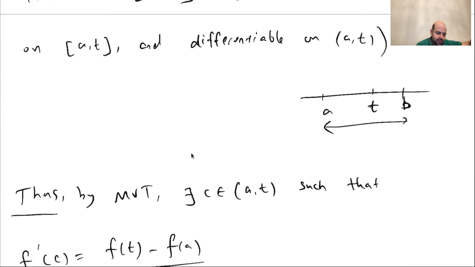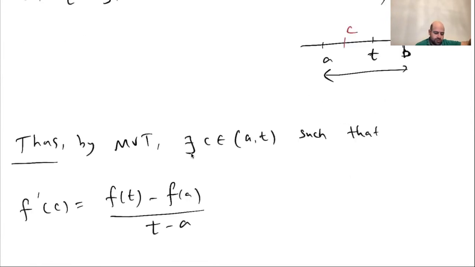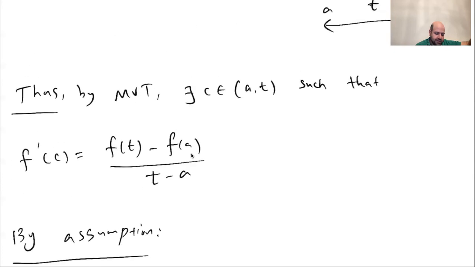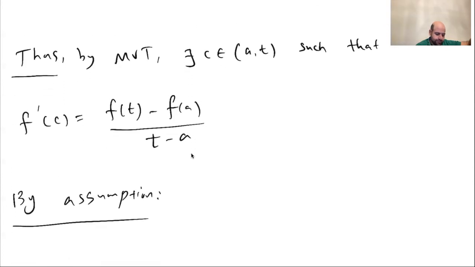Now look at C. Where is C? C is some point between A and T. So in particular, it's between A and B. T itself is between A and B and C is between A and T. So C, of course, is between A and B as well. And I'm assuming that F prime of X is 0 for every X between A and B. So F prime of C is also 0. So by assumption, we can say that F prime of C equals 0.